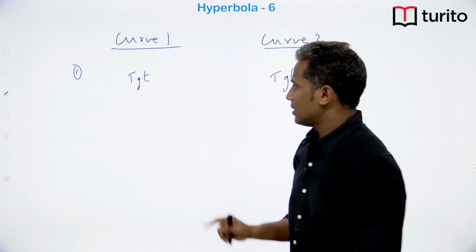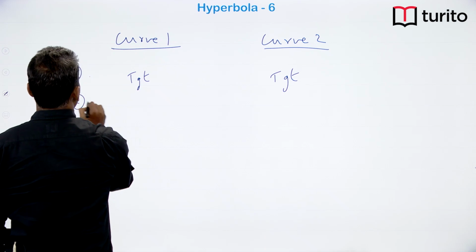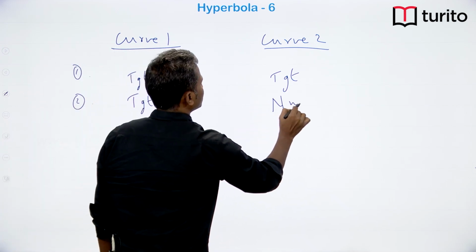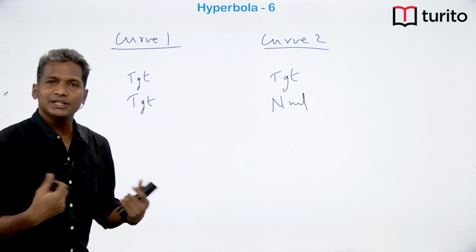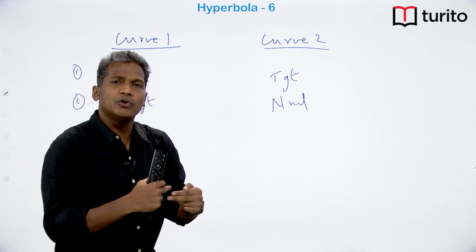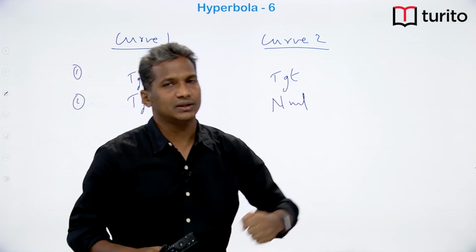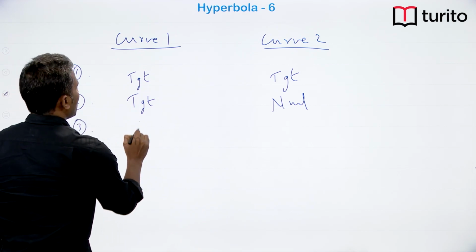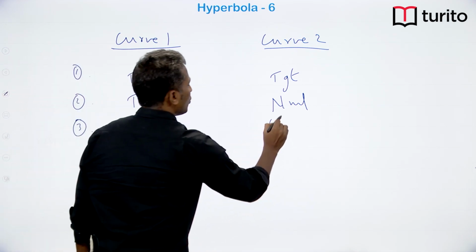Now, questions could also be somewhat like this. Tangent to one curve is normal to the other curve. What is the procedure? Same procedure. Write the tangent and normal in slope forms and equate the constant term. Next, tangent to one curve could be a chord to another curve.